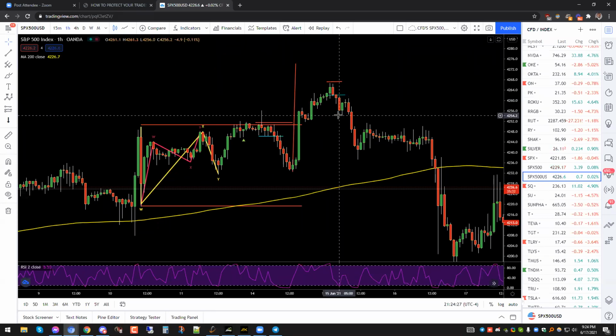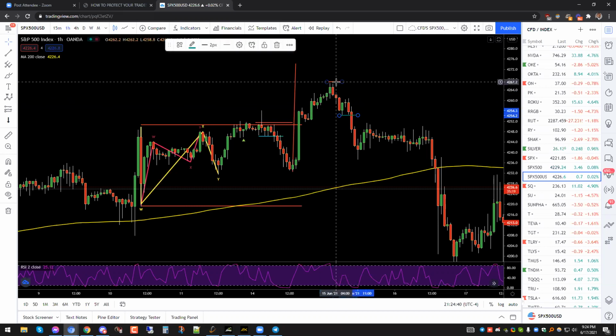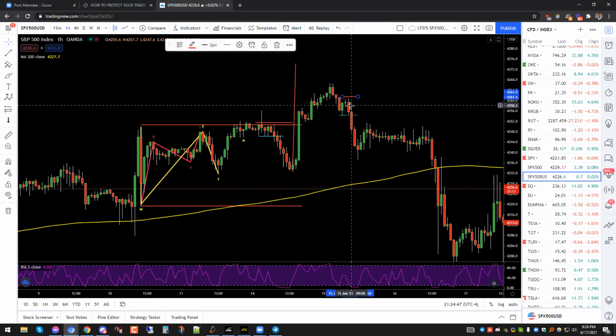And as you can see here, the price came back and broke the low. So once the price comes back and breaks the low, you could enter the trade again short. If you entered the trade again short, this would be your entry down here. Your stop would be just above that high. So your stop goes there.